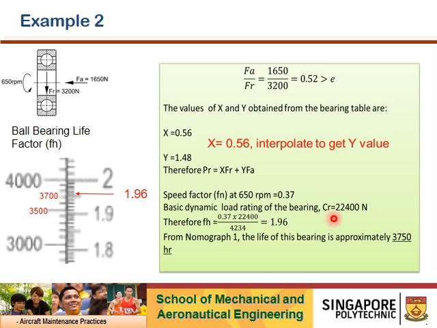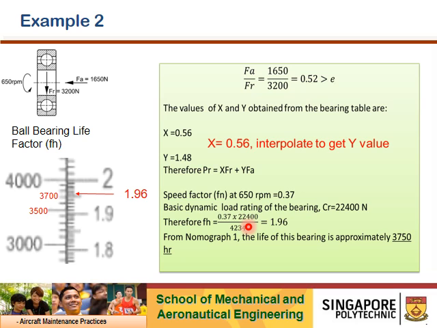Given the dynamic load rating of the bearing Cr is 22400, and because the bearing number is given as 6208, from the 6208 you can get the catalog Cr, which is 22400. So my Fh is equal to Fn times Cr over Pr. After I punch in the variables, my Fh is 1.96.